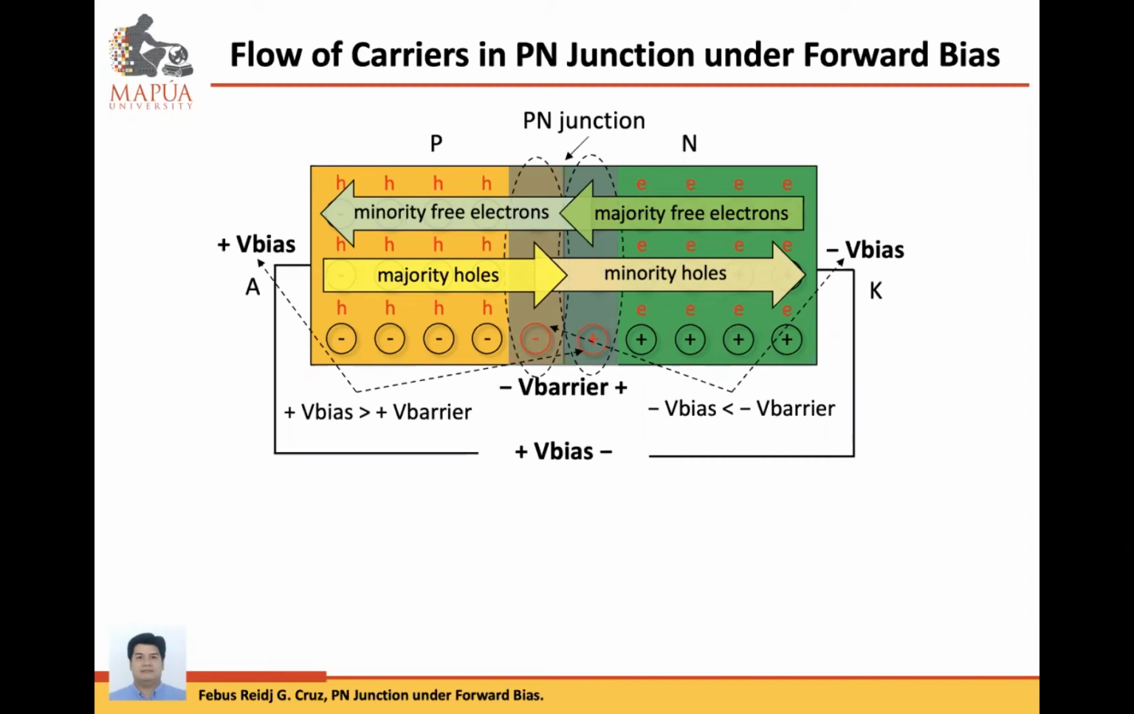Sir, ano nga po ulit yan? All right, yung hole flow. Opo. Hole flow is from anode going to the cathode, while electron flow in diode is from cathode going to the anode. Okay po. Okay, so sabay yun, pero magkaiba sila ng direction. Okay?